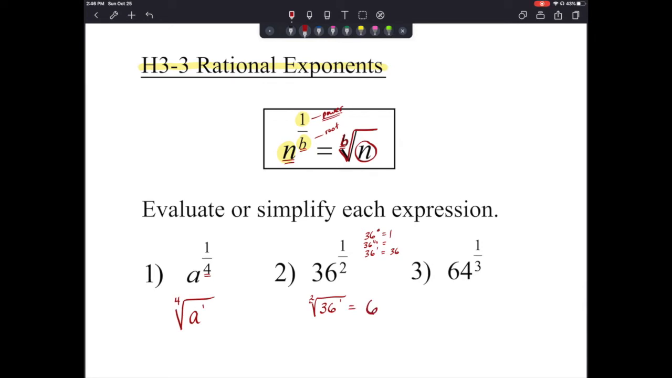For the third one, we have 64 to the 1/3 power. We'll take 64, remember the power is 1, and then we're taking the third root or the cube root of it. This is just asking us what number times itself 3 times gives us 64. And in this case, that would be 4. Let's move on.